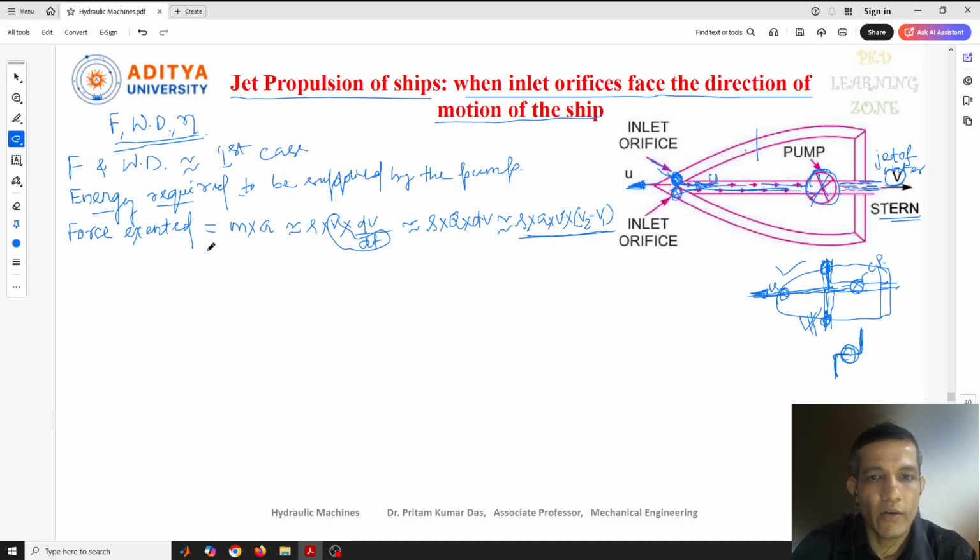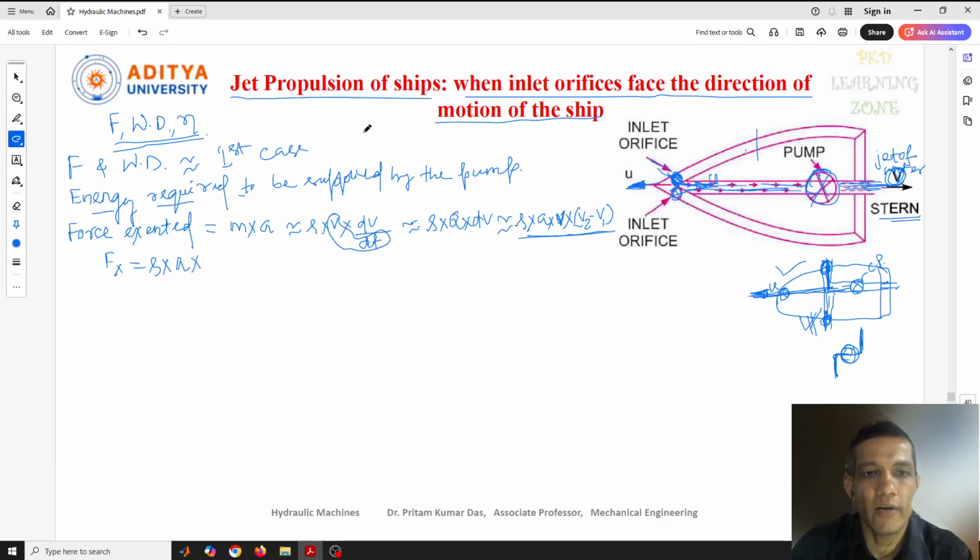So this is actually what we have derived in our previous lecture. We can write the force exerted in the x direction equal to rho A, where rho is the density of water and A is the area of the orifice. And in place of V, what is this V? We need to consider the relative velocity, because due to the impact of the jet of water coming out from here, the ship started moving.